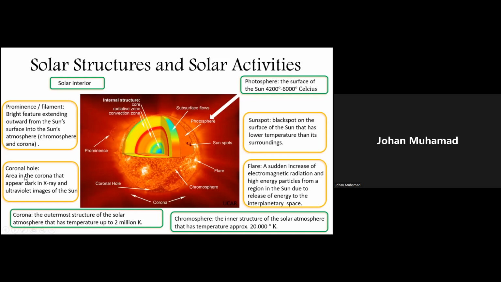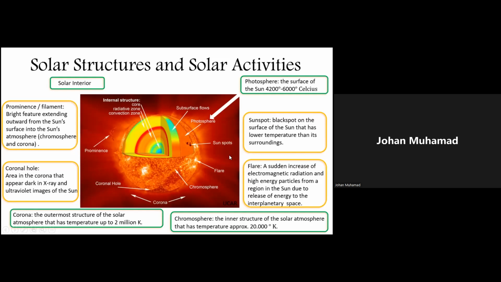And then the coronal hole, which is an area in the corona that appears dark in X-ray and ultraviolet images of the sun, darker than its surroundings. Usually we can see the coronal hole at the sun's poles, north and south, and sometimes it also appears at low latitudes like this. And then we have sunspots. Maybe you all already know about this. The sunspot is a black spot on the surface of the sun that has a lower temperature than its surroundings.